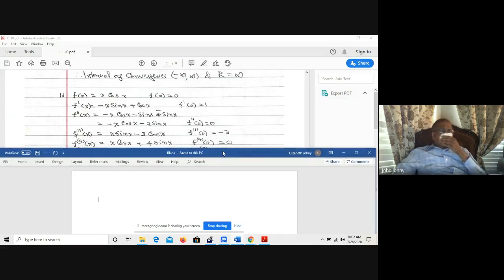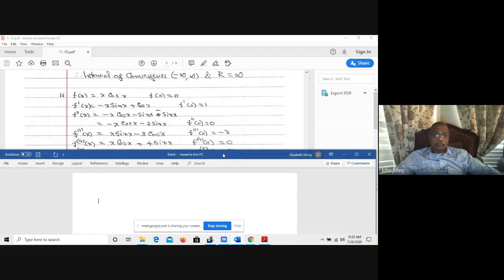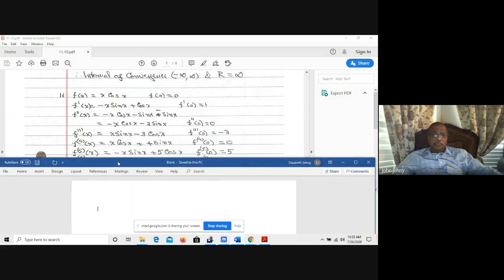Fourth derivative is x cos x plus 4 sin x. Now there is a pattern, you follow that pattern. So the fourth derivative at x equal to 0 is 0. Fifth derivative is negative x sin x, similar to this, negative x sin x plus 5 cos x.